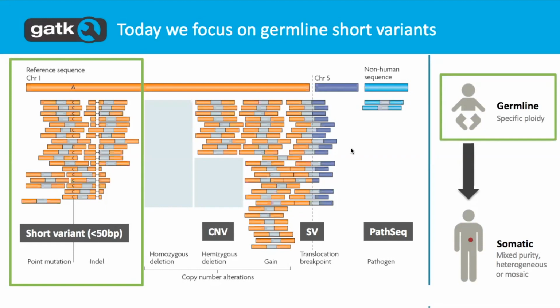And so for this workshop, we are going to focus on short variants, which are point mutations and insertions and deletions less than 50 base pairs. And this is an arbitrary threshold that we've set for short variant discovery, just 50 base pairs.